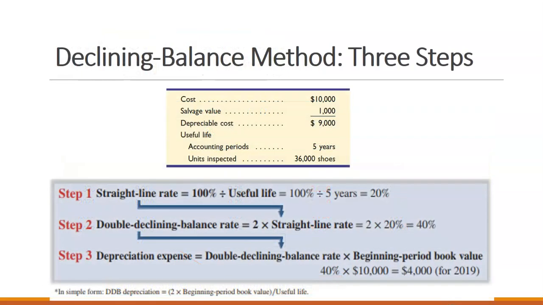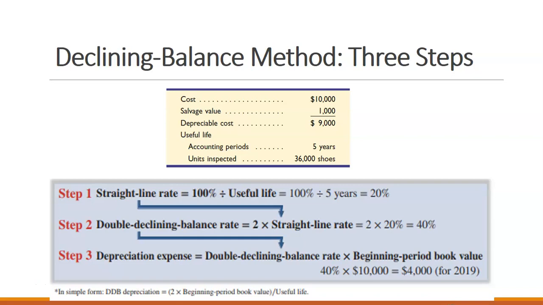The third depreciation is called declining balance method. Declining balance method has 3 steps. First is that we figure out what our straight line rate is. We know the straight line rate is 20%. So we would have the 100% divided by its useful life of 5 years gives us a straight line rate of 20%. Our double declining balance rate is 2 times that 20%, so 40%.